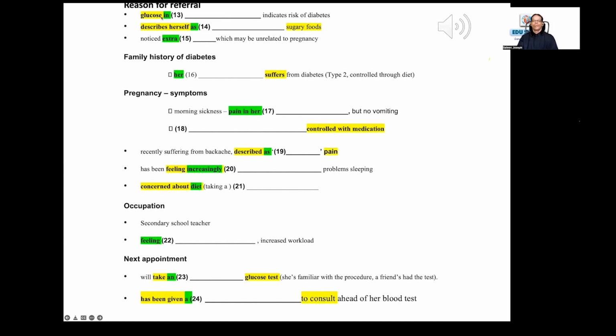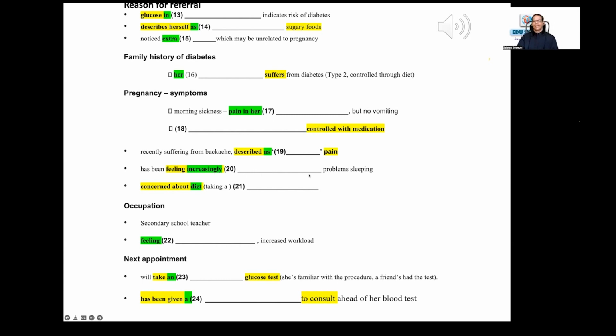Okay. See, this is how you scan. Glucose in dash, described as sugary foods, extra dash, her dash suffers. So see the words just before and after the gap. Her dash suffers, or someone suffers. Pain in her dash, in her brain or in her stomach or in her head or whatever, belly, wherever, just some place in her body. Dash controlled with medication. Something is controlled with medication, some disease or some condition. Recently suffering from backache, described as pricking or something of that sort. We'll have to see what it is.